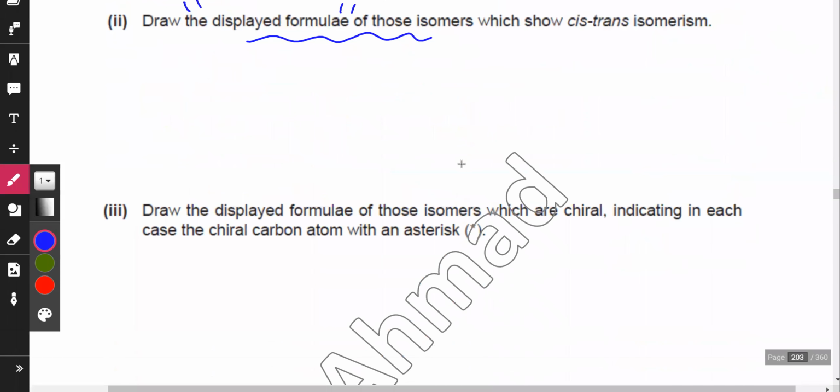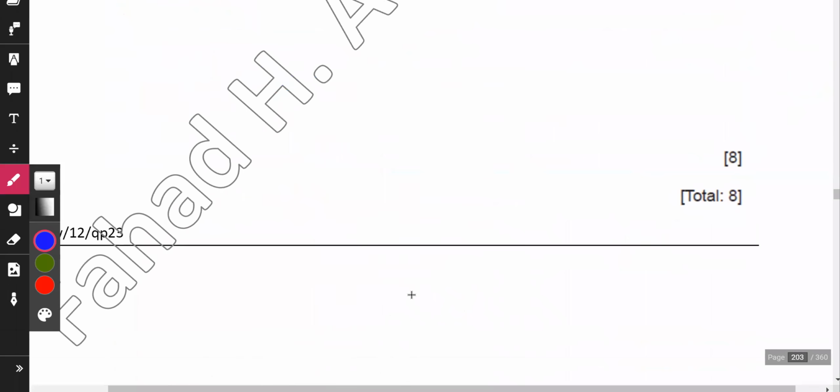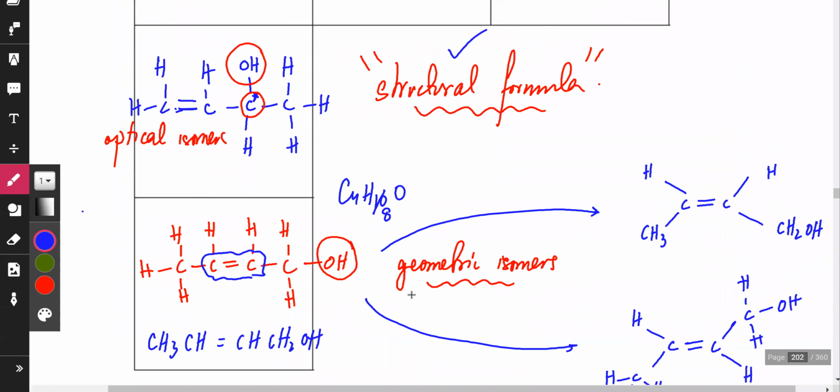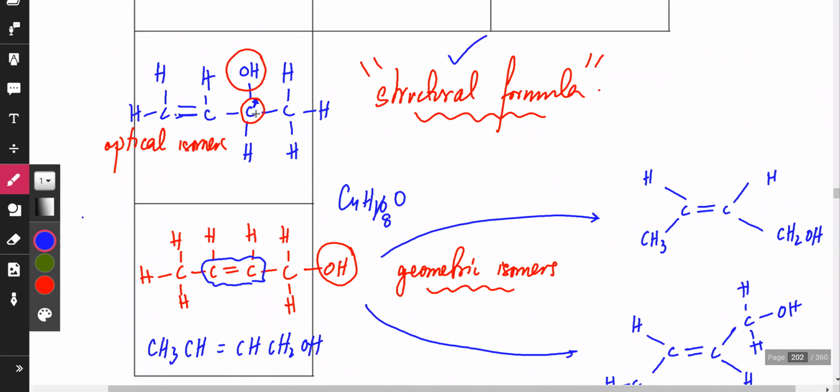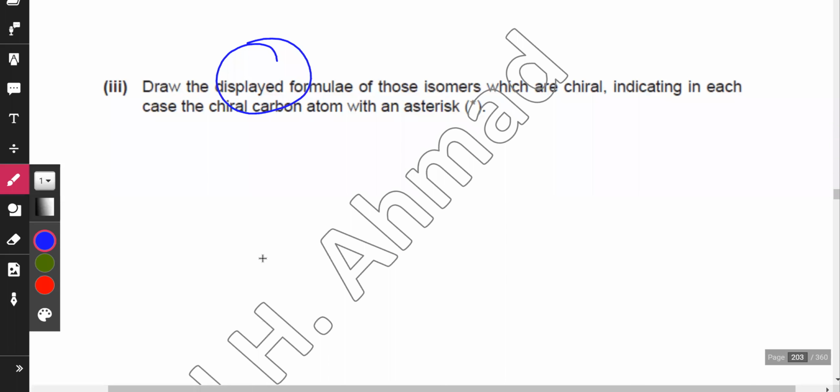And then he's saying draw the displayed formula of those isomers which are chiral, and again displayed formula. Indicate in each case the chiral carbon atom with an asterisk. So which one is chiral? This is chiral, right? It's this carbon over here, which is tetrahedral. So we're going to draw that. It's going to be carbon.